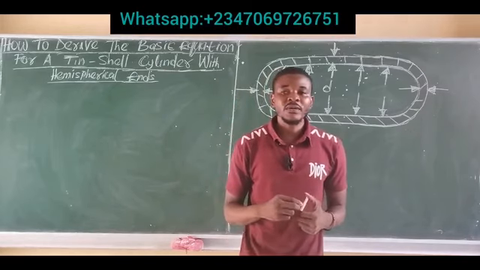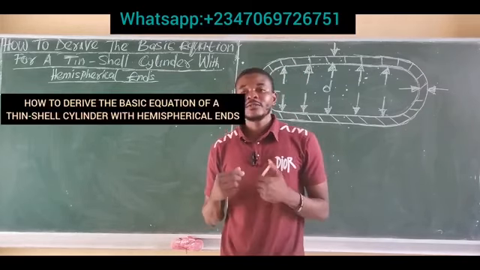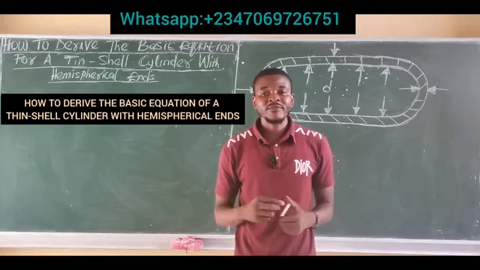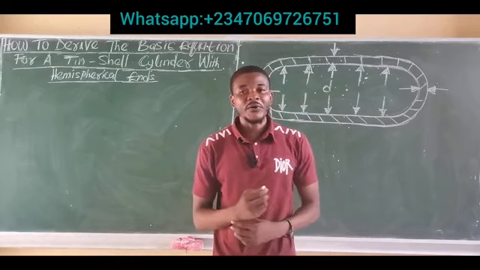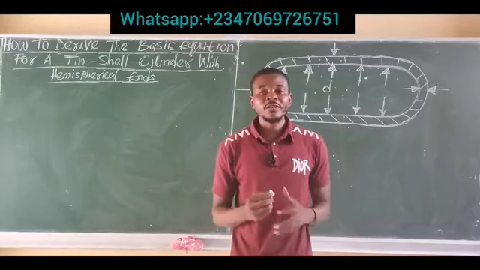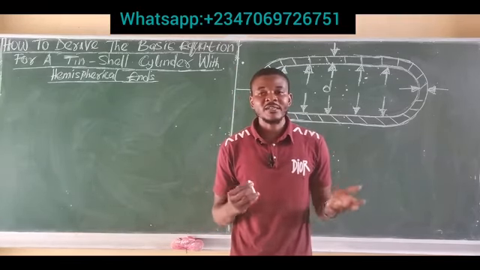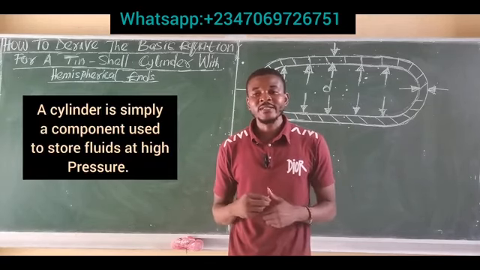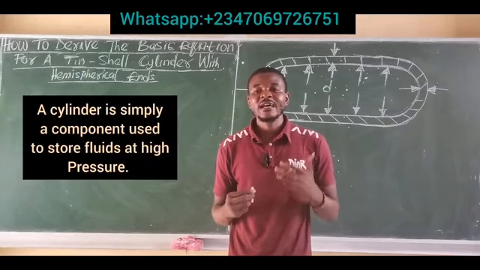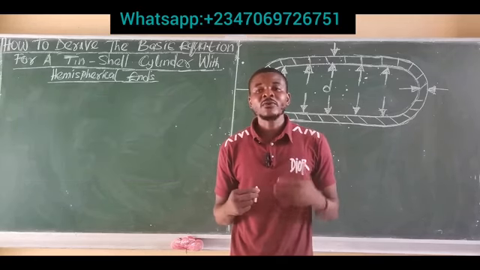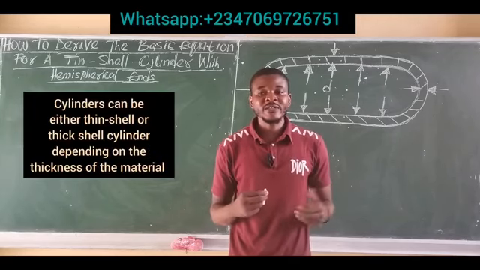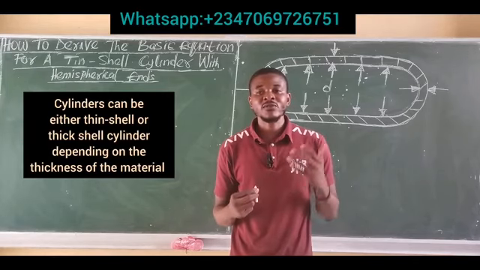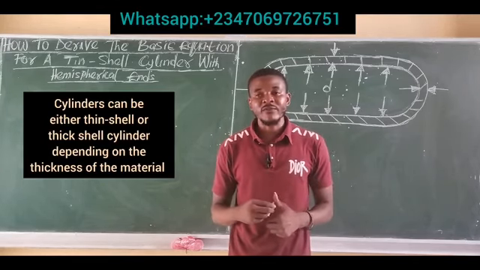So in today's video, I'm going to show you how to derive the basic equation of a thin shell cylinder with hemispherical ends, as can be seen on the board. Now, before going into that derivation, let's first of all understand what a cylinder is. A cylinder is simply a component which is used to store fluids at high pressures. Now, the cylinder can either be a thin shell cylinder or it can be a thick shell cylinder. It all depends on the thickness of the cylinder involved.